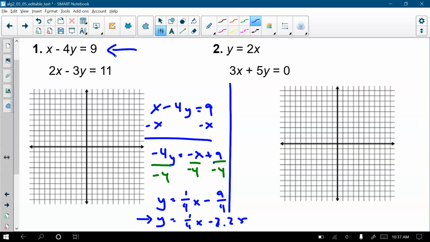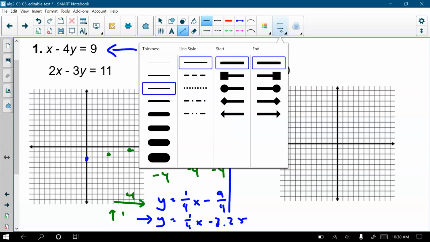Negative 2.25 is going to be about right here. Okay, there we go. That's better. My slope is up 1, so I have to go up 1, and then to the right 4. So up 1 and to the right 4: 1, 2, 3, 4. This is going to be hard because I don't have my pen on me. I can keep doing that each time, up 1, over 4. Okay, and I can connect those points and make a line. And that's going to be my first one.